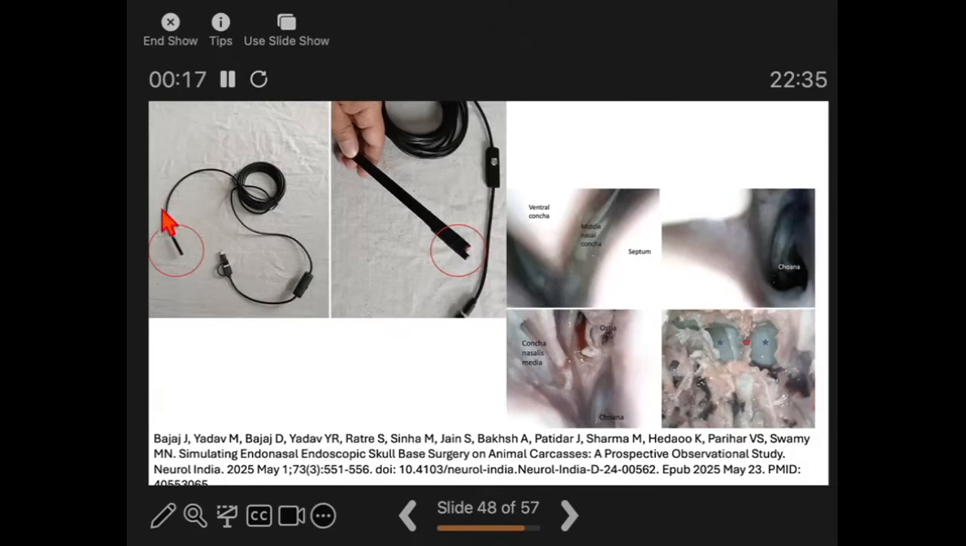This is a boroscope. This is the distal end of the boroscope, and this distal end is attached to the wooden stick. This simulates the rigid endoscope, and with this the goat nasal anatomy is studied. Drilling and dissection can be performed very effectively. This is an alternative to a cadaver because cadaver models are limited.